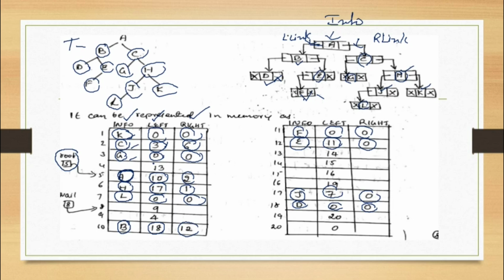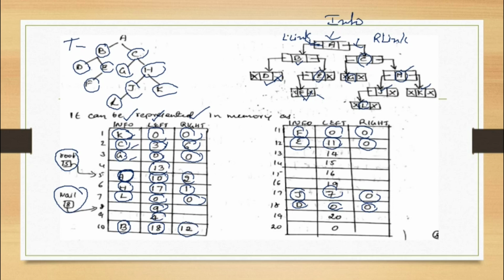So there is one thing called the avail list. This will tell you where all the empty spaces are. If the avail list starts from 8, then it will show you the next empty space, that is nothing but 9. From 9 it tells you the next empty space, which is in 4. So 4 will store the next empty space, which is in 13.